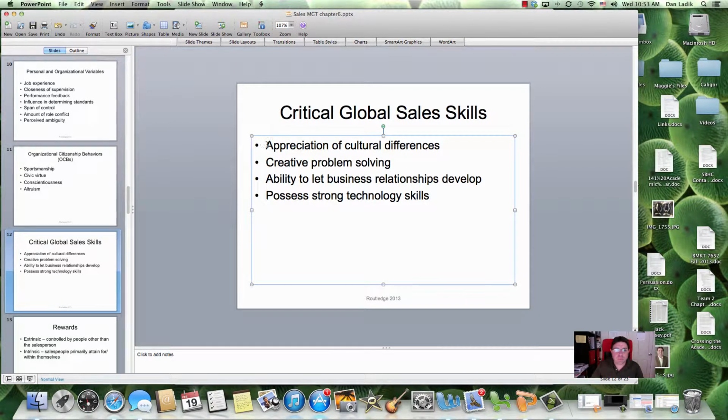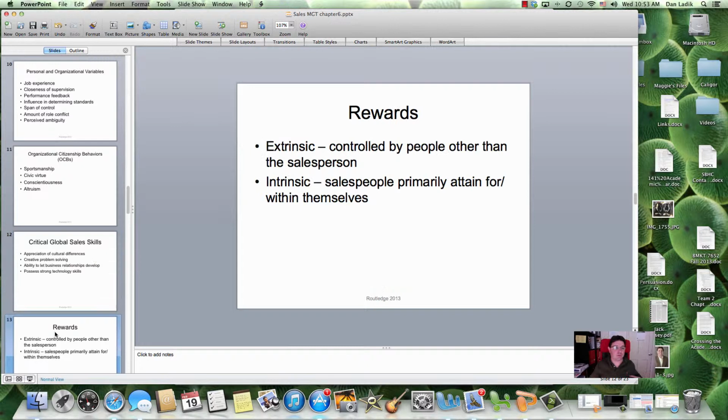I mean, you also have to understand, beyond the obvious cultural things that you have for global salespeople, you might have to be more creative. You might have to be a little bit more out there on your own. And especially as you move away from individualistic cultures, relationships are king. And you need the technological skills in order to communicate with the home office.